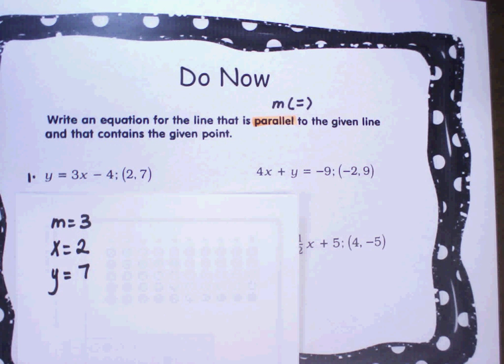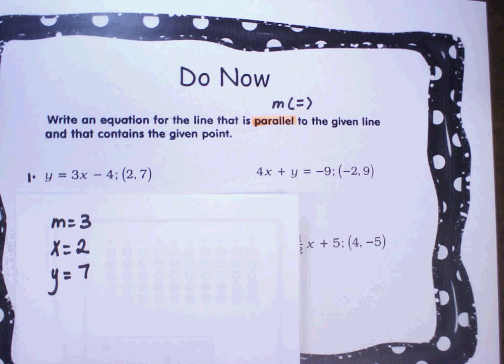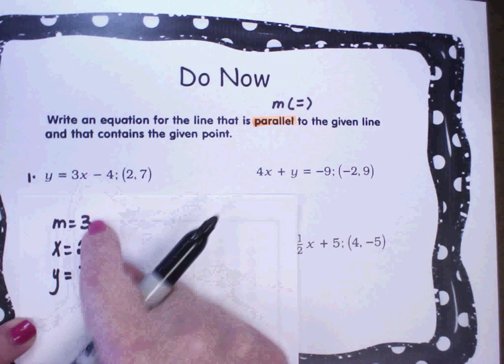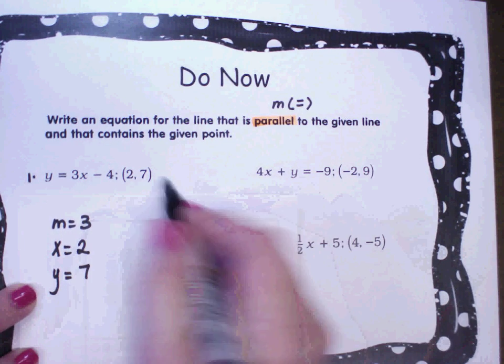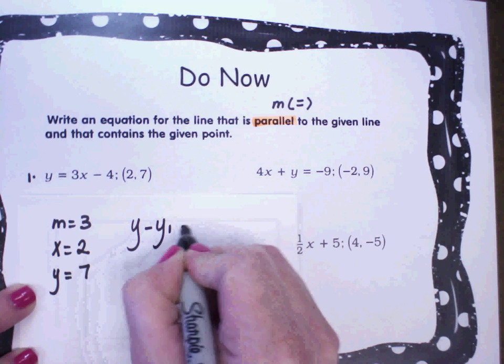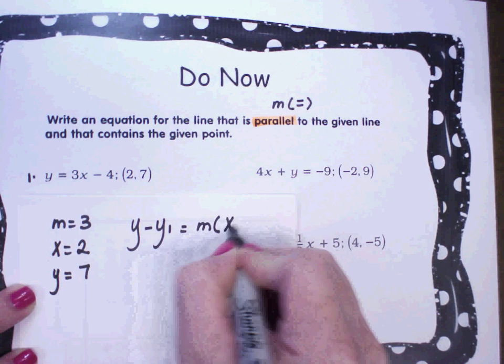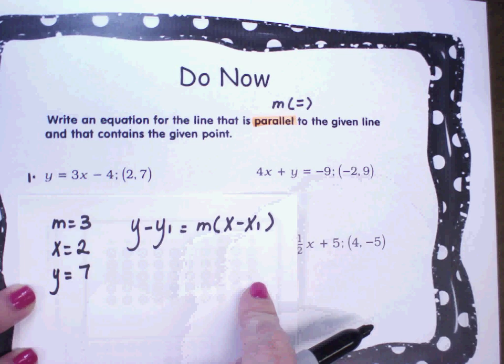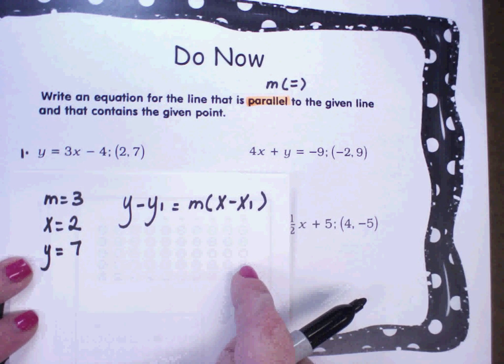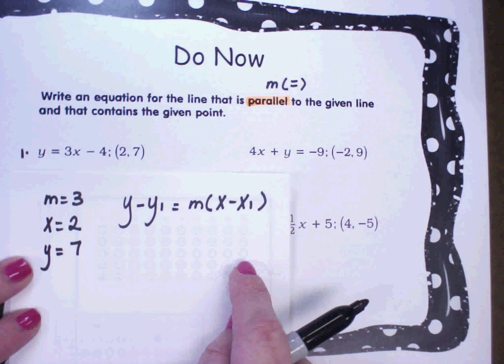Now, at this point, am I telling you how I want this equation? Did I tell you that I want it in slope-intercept or standard or point slope? Then use the easiest ones. Use the easiest one. If it's parallel, the slopes have to be the same. The easiest one would be this one. What form is this? Point slope. Very good. Point slope.